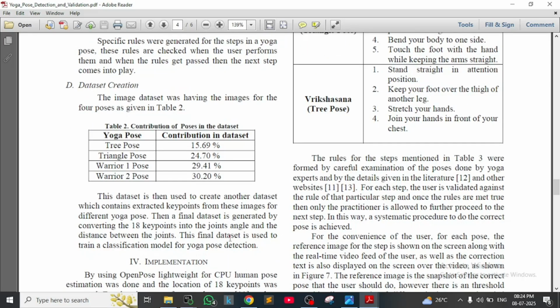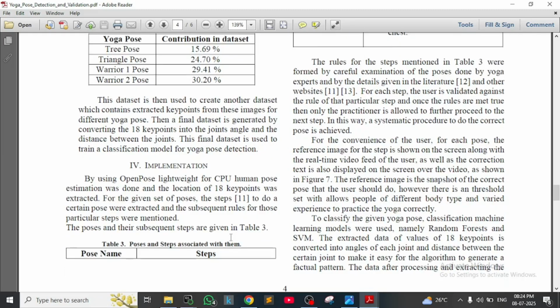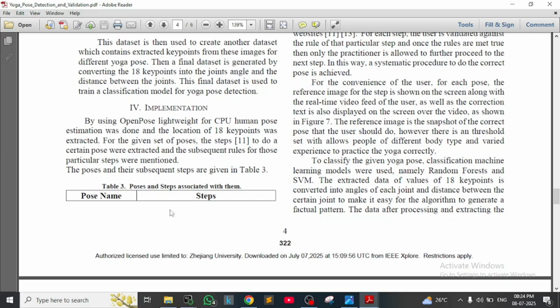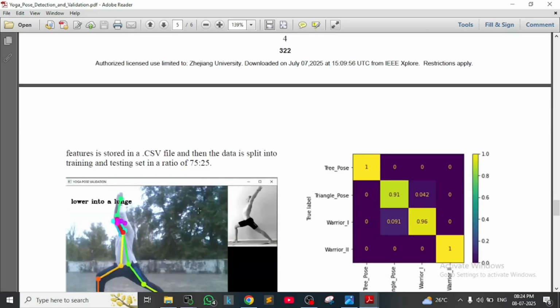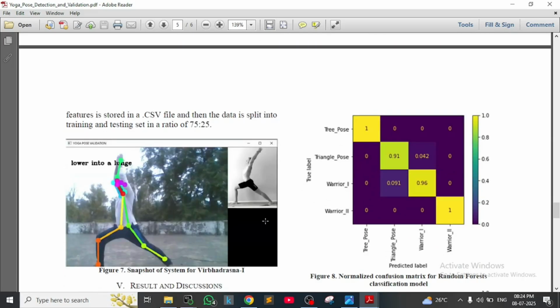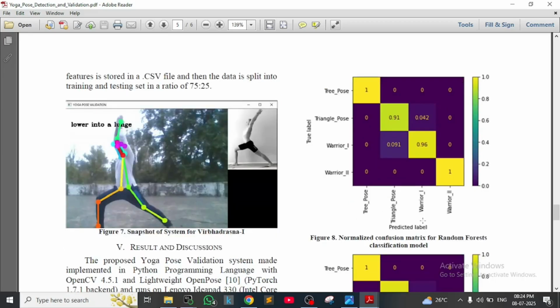The final feature set was used to train two machine learning classifiers: support vector machine and random forest. The models were trained and tested on Google Colab using a 75 to 25 train test split. The results were impressive. The SVM model achieved an accuracy of 97.67%, while the random forest model achieved 96.47%. The confusion matrix showed consistent balanced classification across all four poses.